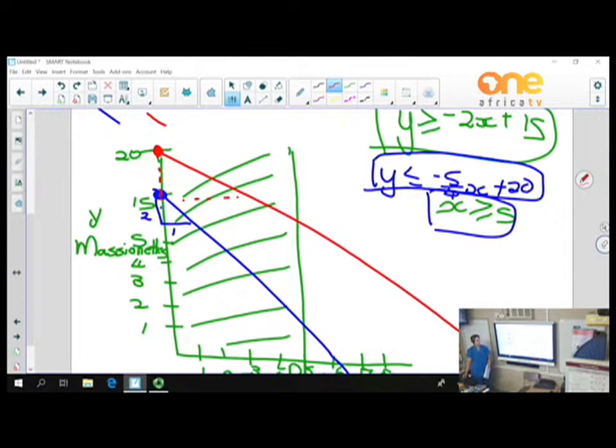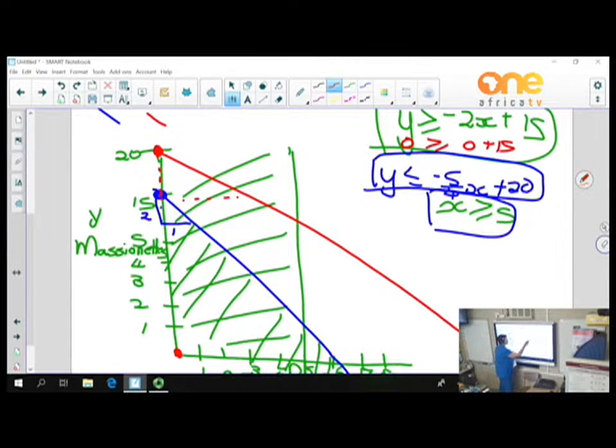Okay, now we have to shade, and to shade we test. What do we test? The point 0, 0. So is 0 more than or equal to 15? So for this line, 0, 0 is in the unwanted region. Okay, green one. So I'm going to shade here. Shade, you must show the shading clearly.